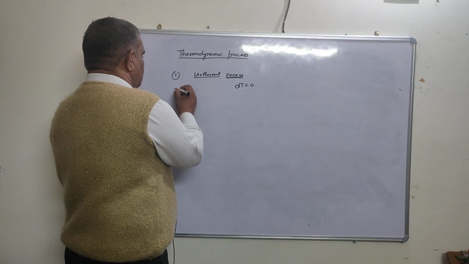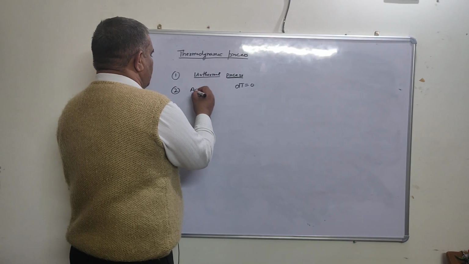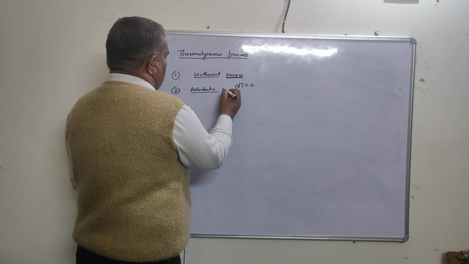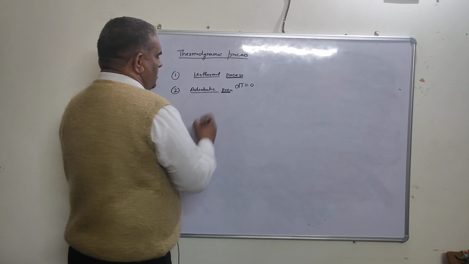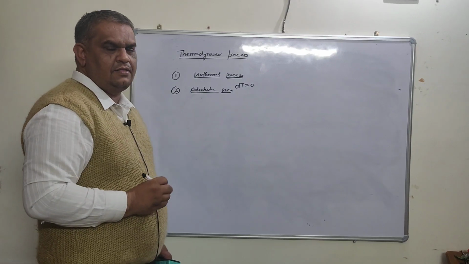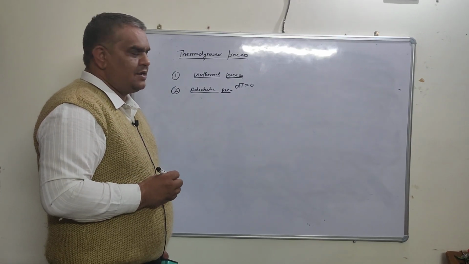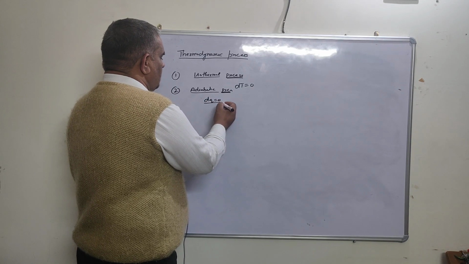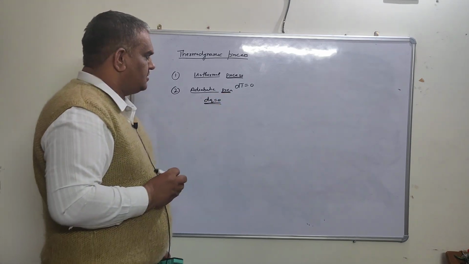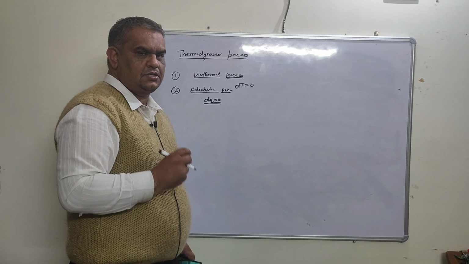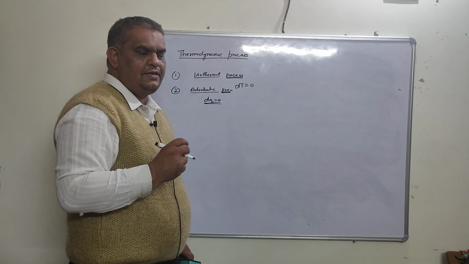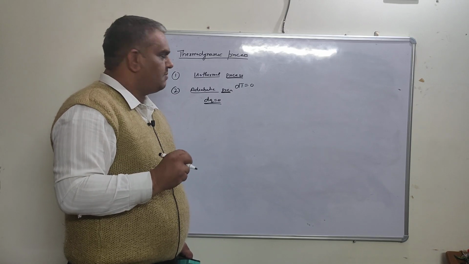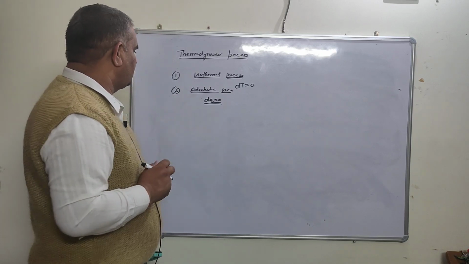Second process is the adiabatic process. No heat leaves or enters the system in an adiabatic process, and dQ = 0. For such a process the temperature of the system varies, and the system is thermally insulated from the surroundings.